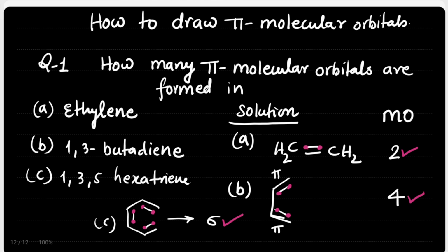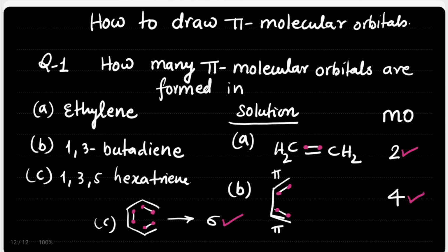Now in the next lecture, we will draw the various molecular orbitals of 1,3-butadiene, 2,4-hexadiene or 1,3,5-hexatriene, etc. Actual molecular diagrams will be drawn in the next lecture.